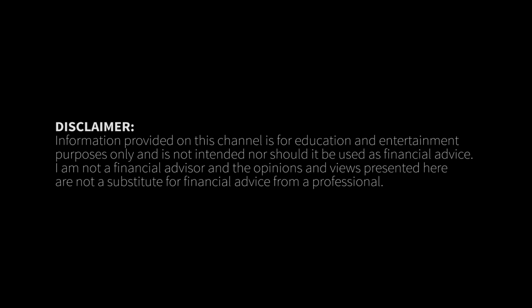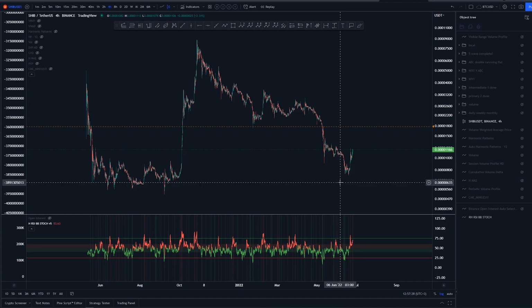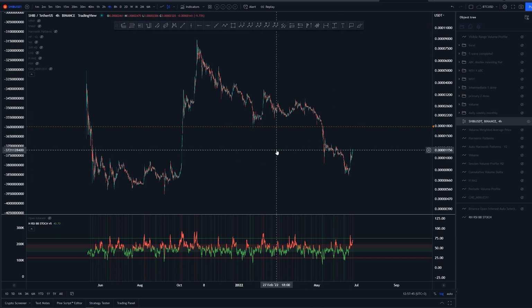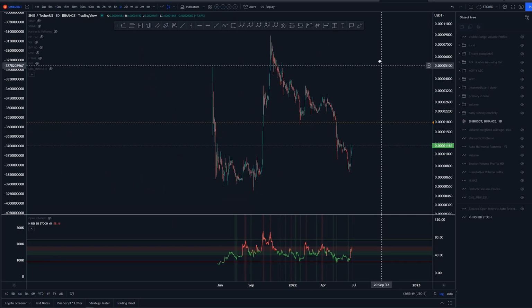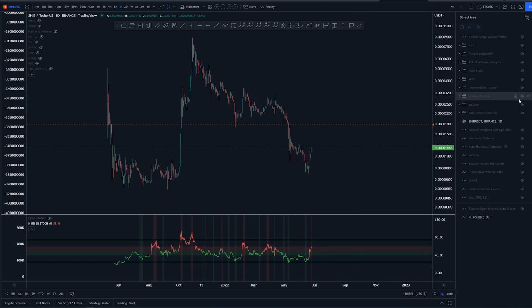I'll cover wave analysis with Elliott Wave theory and provide multiple scenarios a price may take and explain why I prefer one count over another. Let's take a look at the different possibilities. Starting on this 4-hour time frame, or we could even start with the daily time frame. Let's take a look at the higher time frame structures first.